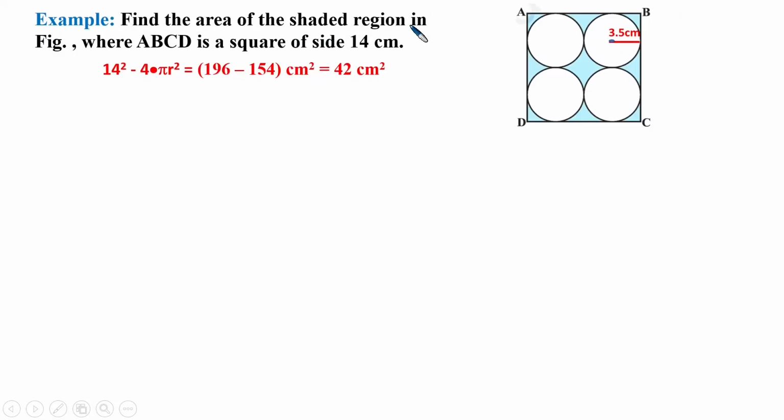Find the area of a shaded region in figure where ABCD is a square of, this is 14 centimeter. So that means this is half, 7 centimeter, and this radius will be 3.5 centimeter. So there are 4 circles of radius 3.5. So 14 square is the area of the square minus 4 times the area of this circle. I will get 42 centimeter square. So just freeze it and go through it.